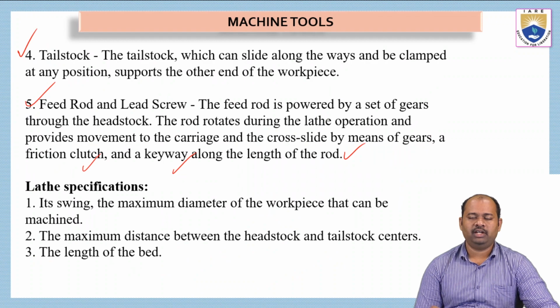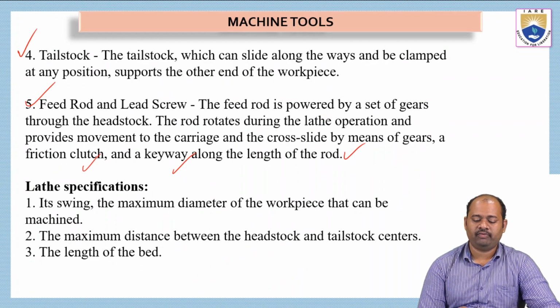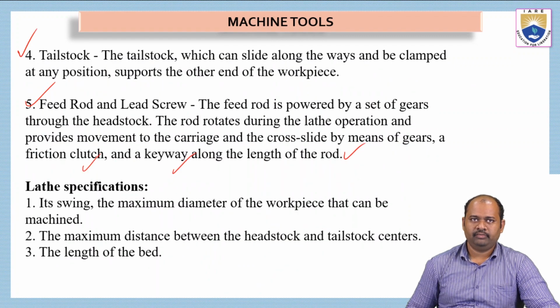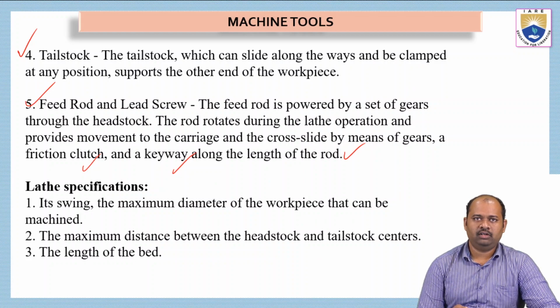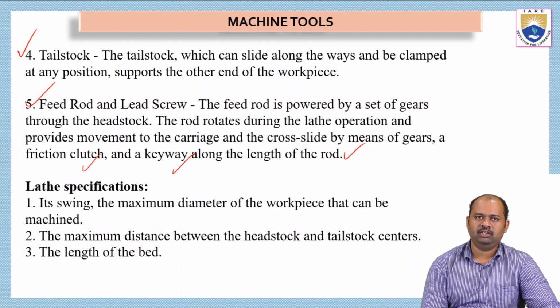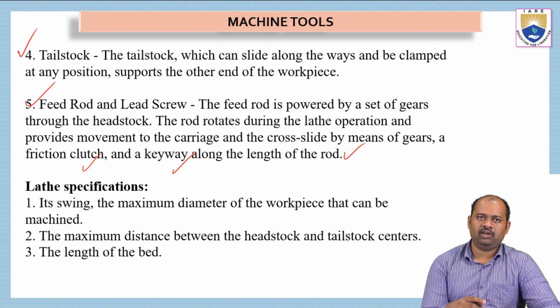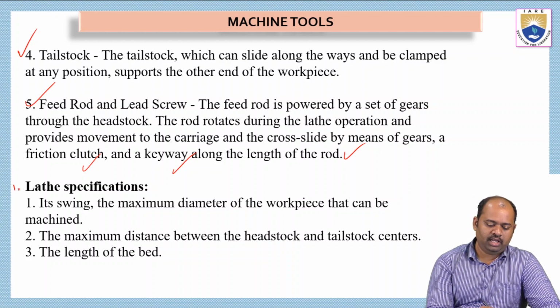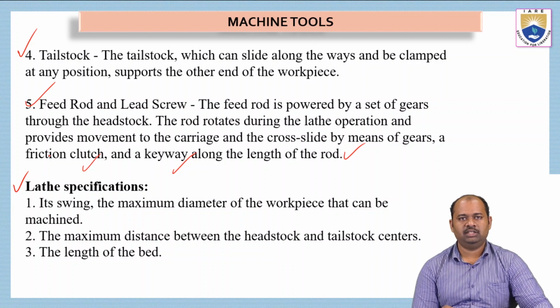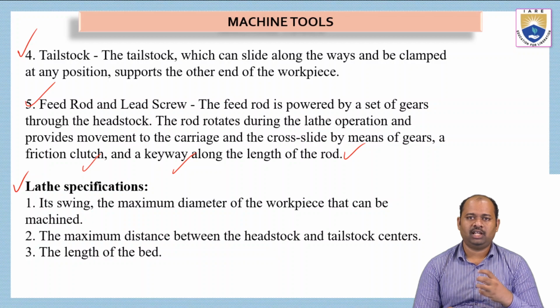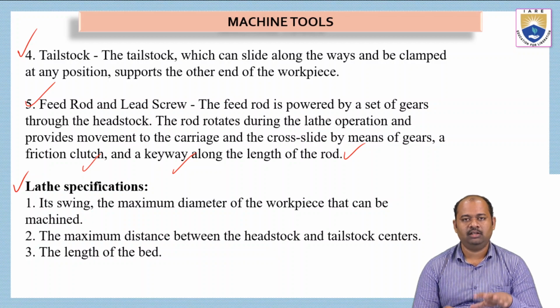Now, these are the important parts of a lathe machine. There are 5 important parts. The first one is the bed, the second is the carriage, then the headstock, and then we have the tailstock, and the feed rod and lead screw. These are the important parts of any lathe machine. Along with this, we have some other parts which can be modified or added according to the need of the machine. Then we should know the lathe specifications, depending on which we can select a particular lathe machine, and depending on the type of application, we have to choose a particular machine.